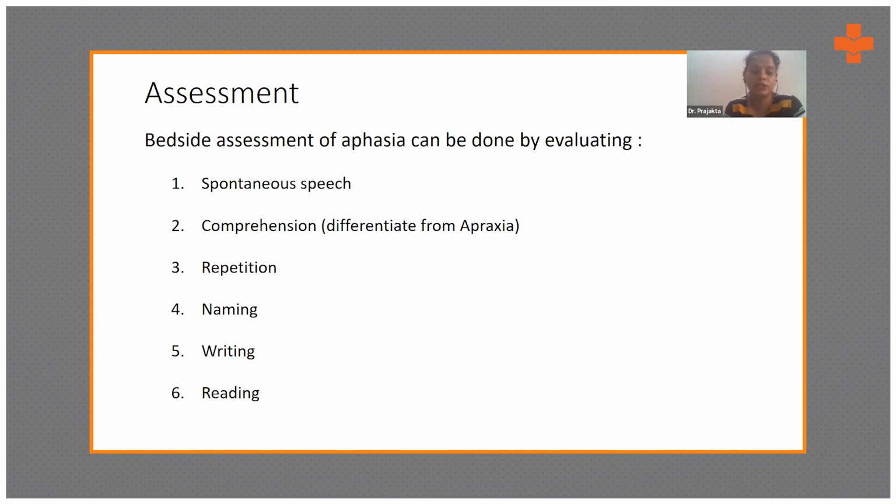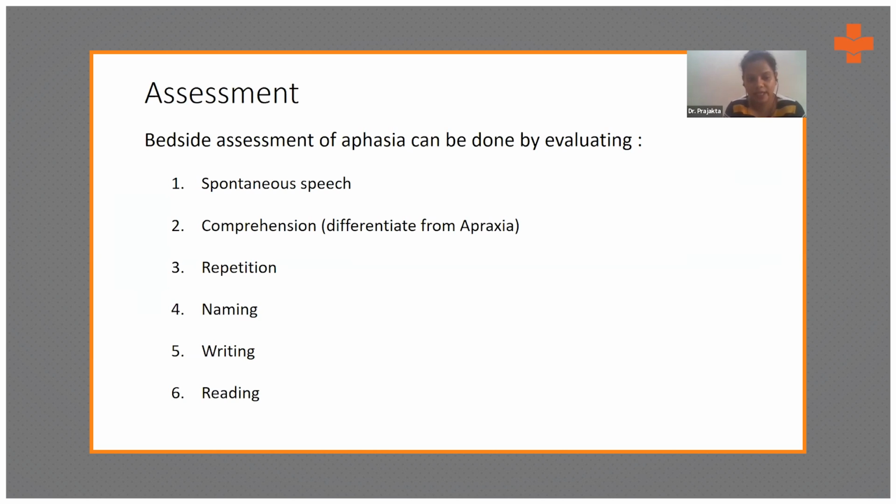Writing again: patients with aphasia may have difficulty in writing as well, but patients having dysarthria or verbal apraxia might not have any issues in writing. To check writing, you can just give them a pencil and paper, and if the patient is able to write, see how they are doing. You can give them regular words.